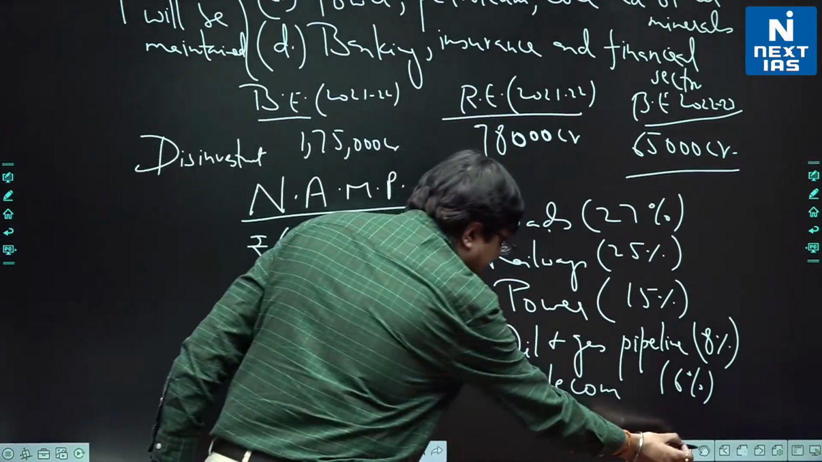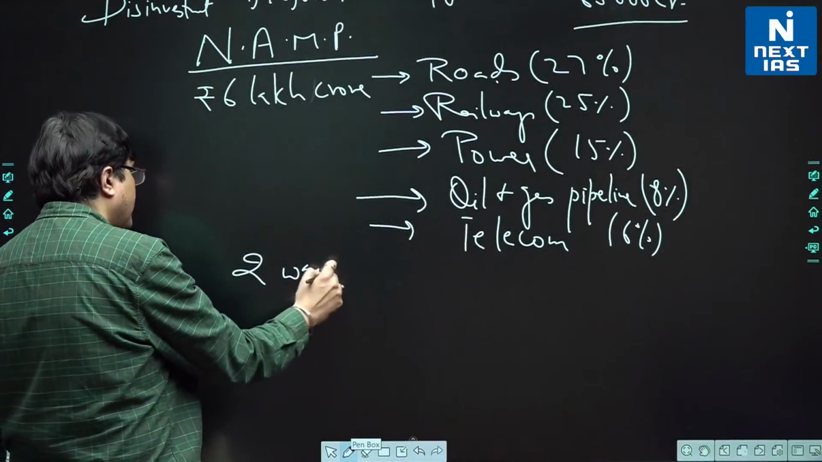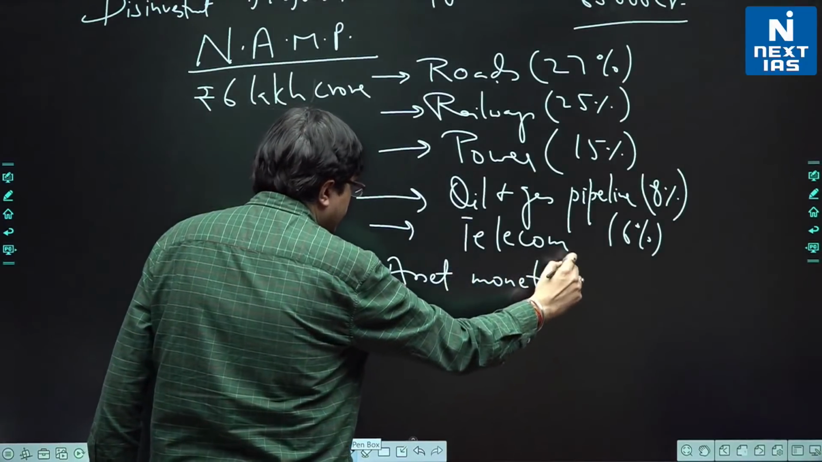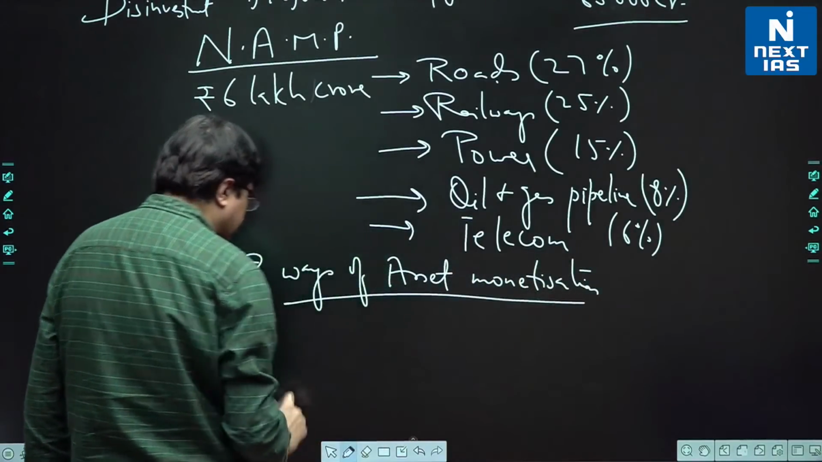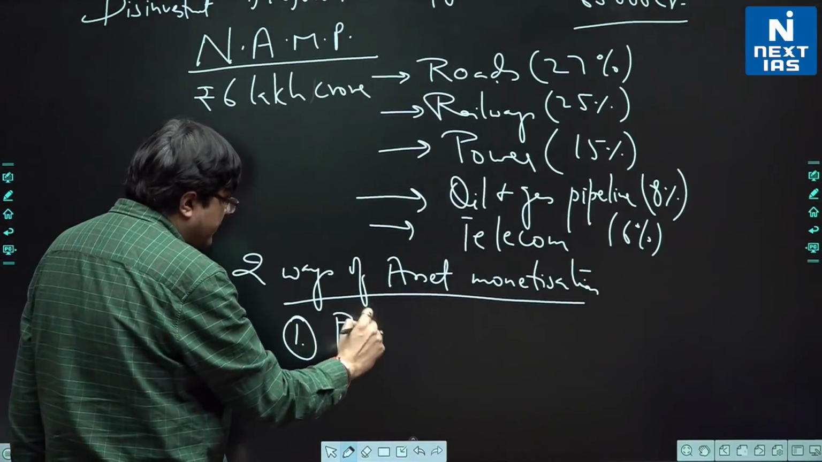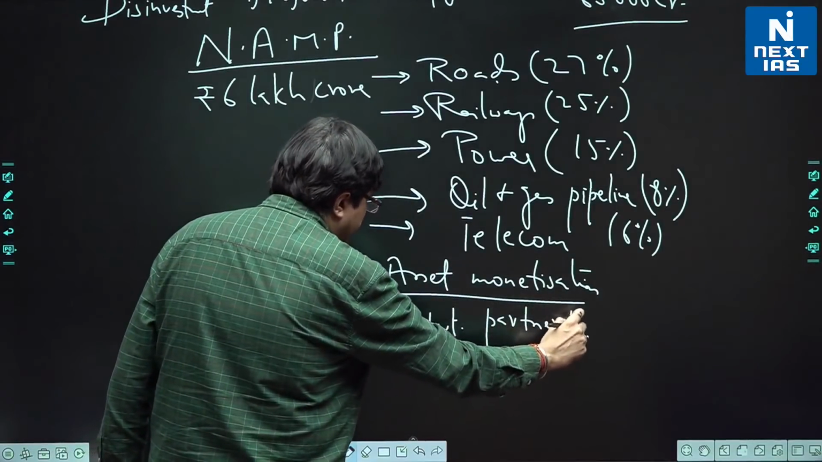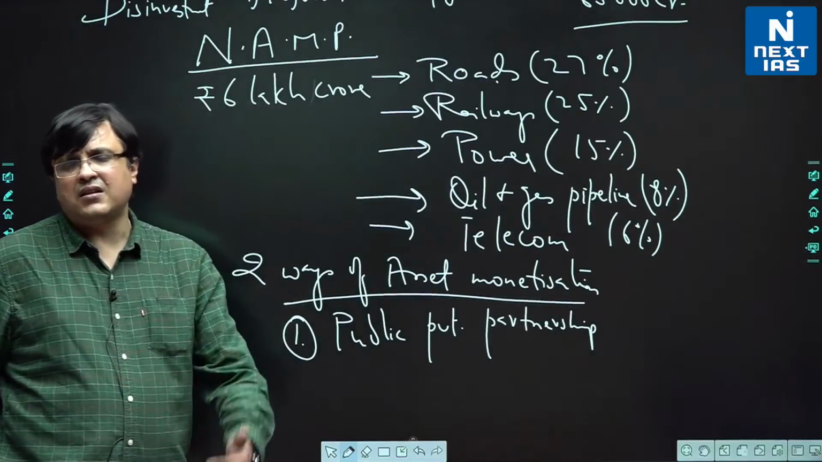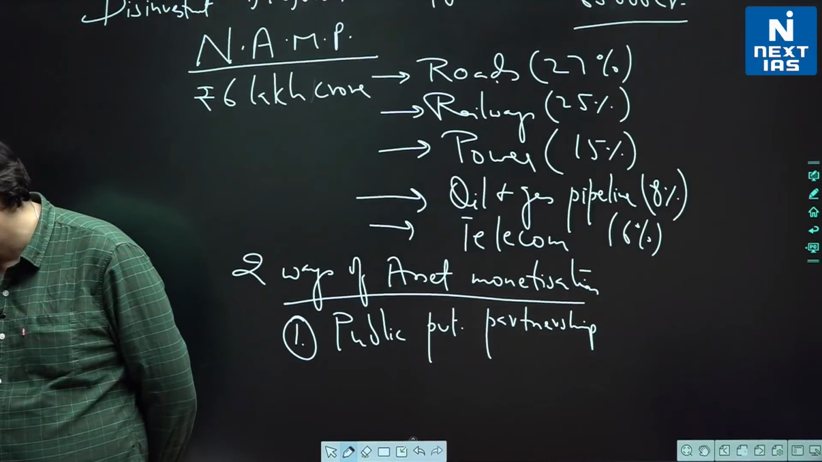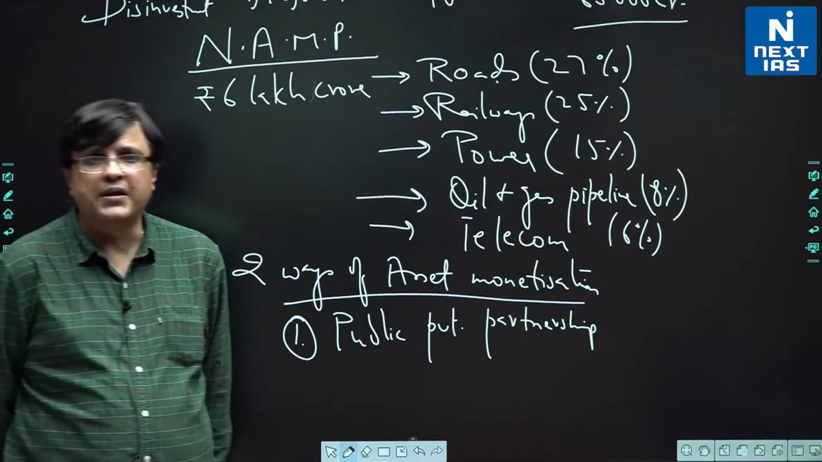Also, please remember, in the same context, the survey says that there will be two ways of asset monetization. One will be through public-private partnership. The government will enter into a public-private partnership, and that way the asset will be leased out, and as it is leased out, there will be some money that can be generated. That is called direct contractual instruments.